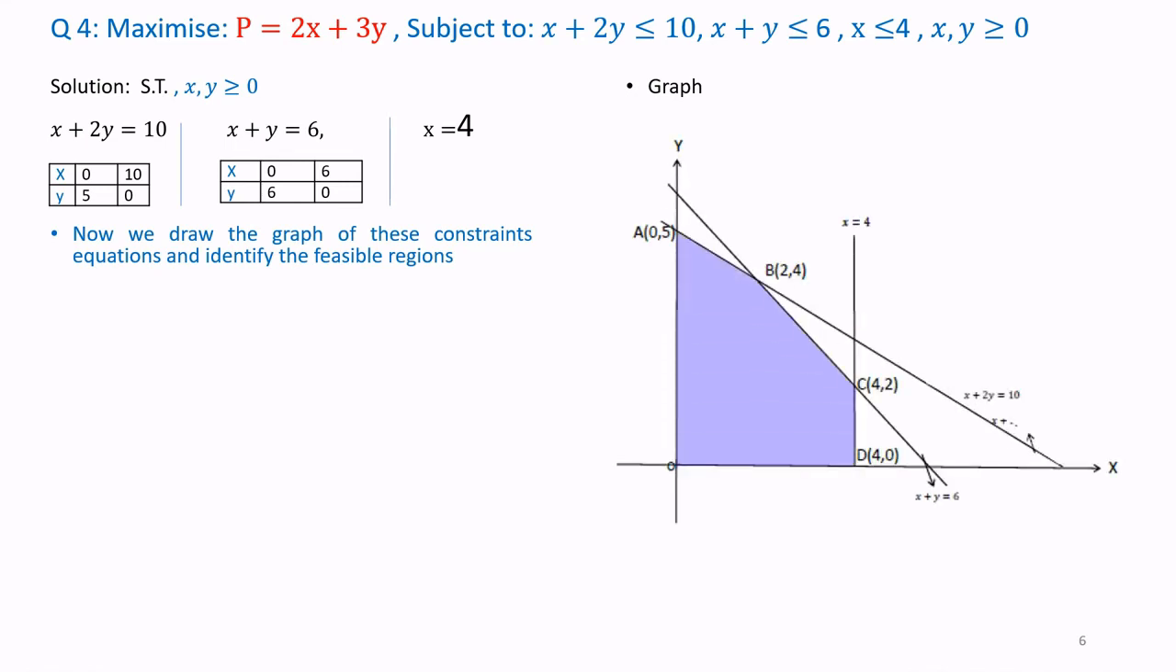So now we will draw the graph. As usual, select the x-axis and y-axis on the left side and bottom side of the graph sheet. So you mark OX and OY on the graph sheet. And then first mark the points for x plus 2y is equal to 10. So first select 0 and 5. When x is equal to 0, y is equal to 5. So this is the point here.